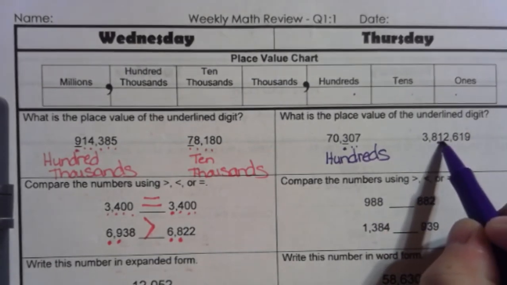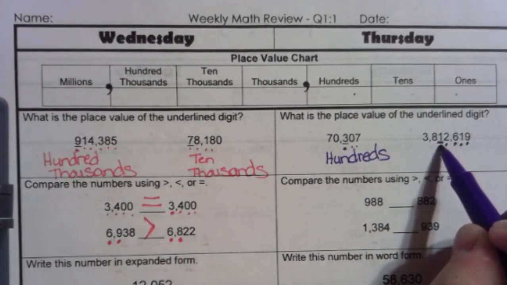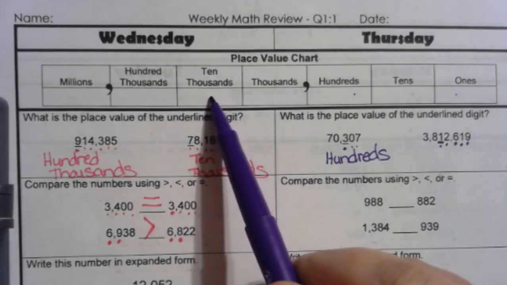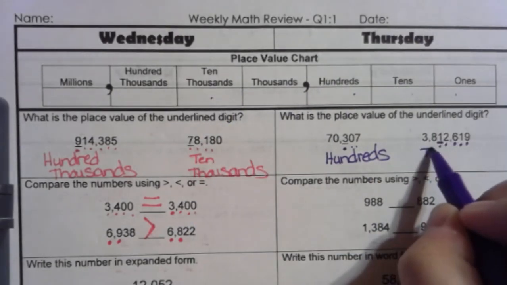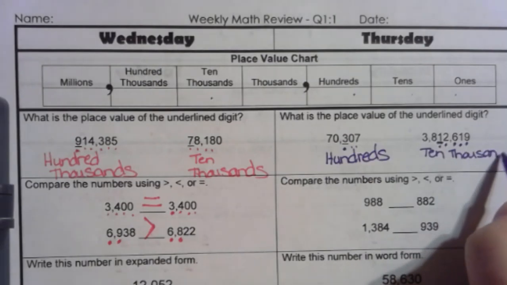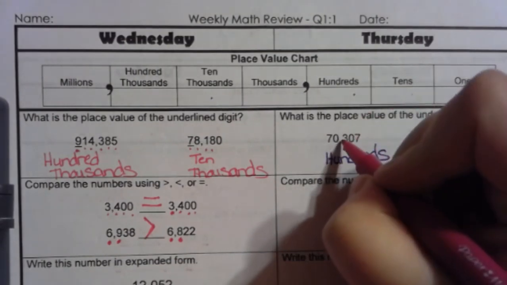We've got this 1 underlined here. That is 1, 2, 3, 4, 5 digits over. 1, 2, 3, 4, 5 digits over is your 10 thousands place. And that number is 3,812,619.